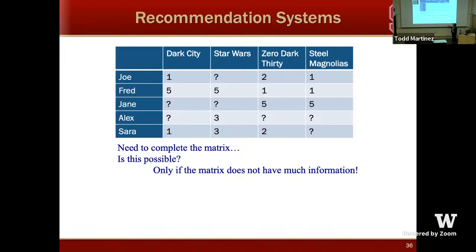So your task is to complete this matrix. By that, I mean your task is to take each of those question marks and put a number in there. The assumption is that Joe does have some opinion about Star Wars. You just don't know what it is, and I want you to predict it for me. So is it possible to do this? I give you a matrix that has n squared elements, and some of the elements are question marks. Is it possible to simply reconstruct the question marks?